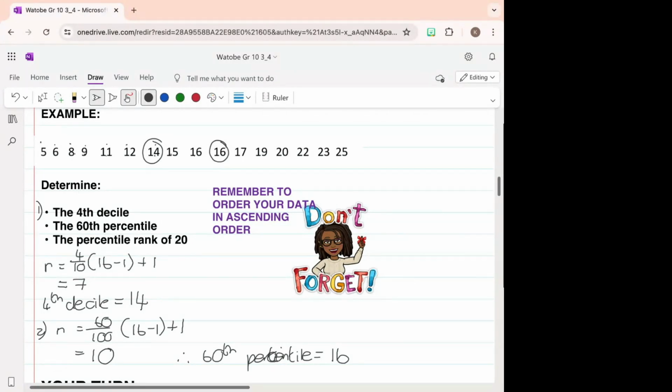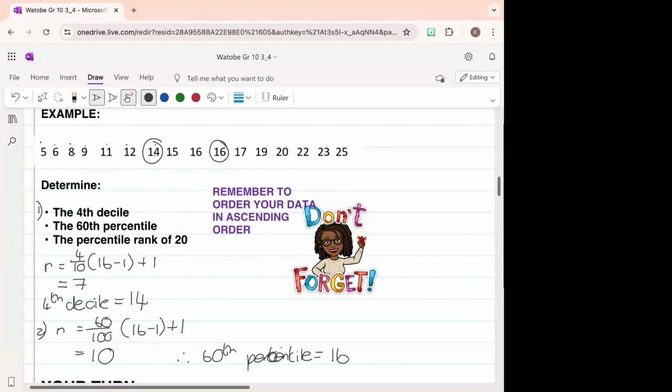Now it's asking us something different. Okay, can't you write percentile like this, as a percentage? No. So at the 60th percentile is different, okay? Because they're giving us the 60th percentile. Percentile is like a whole number, a figure. Because 16 is not the same as 16%.